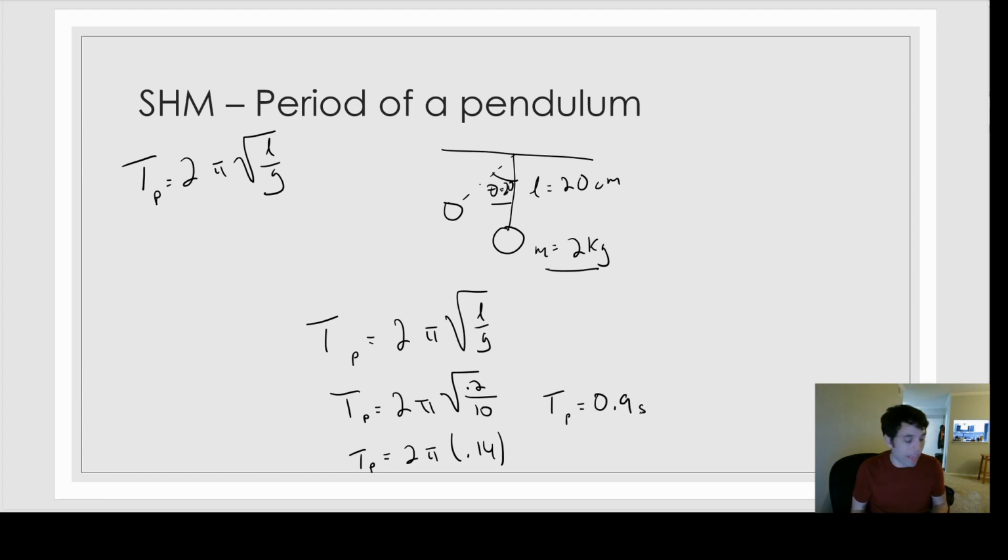And you do want to have your L in meters, not centimeters, so you want to convert that. And you want to have your g, of course, in meters per second squared. So make sure your units line up. Otherwise, pretty straightforward. All right. Okay, cool. Let's go to the next part here.